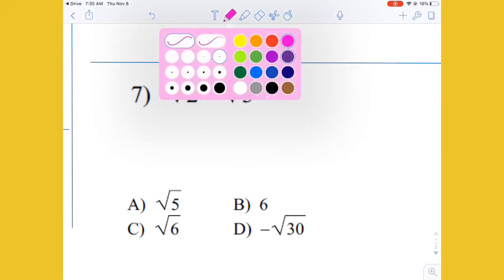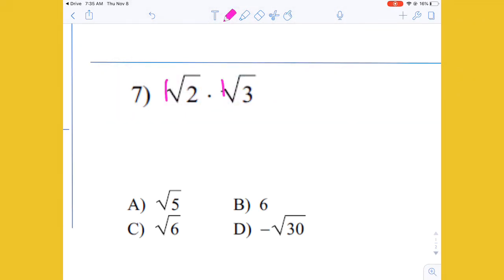And then 7. There is a 1 here and a 1 here. If you want to do 1 times 1 is 1, you can. I'm just going to simply multiply the radicals. 2 times 3 is the square root of 6. I cannot simplify the square root of 6.